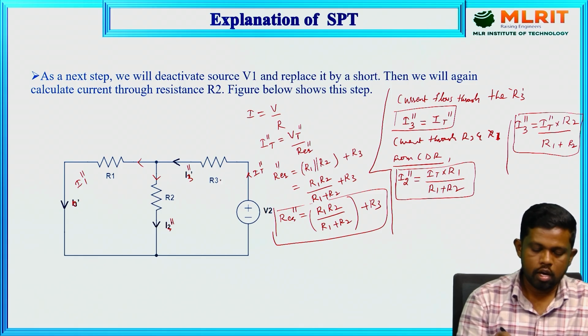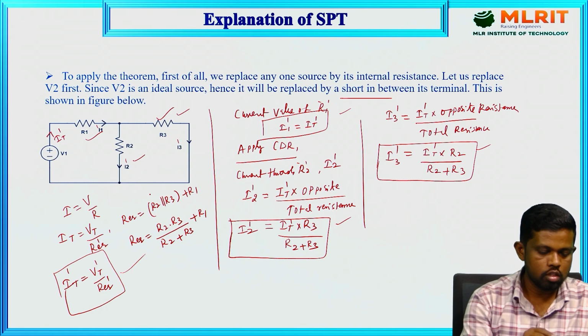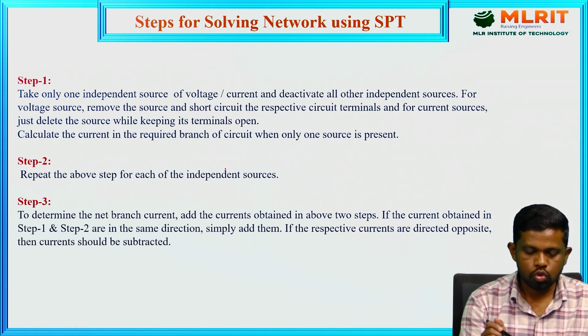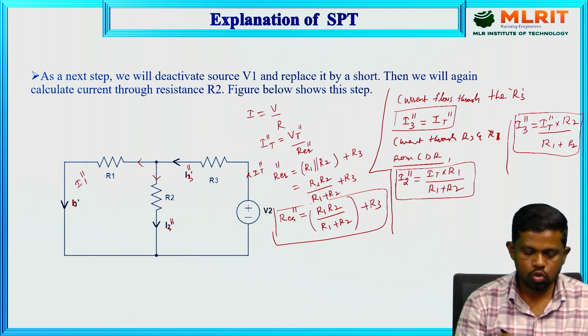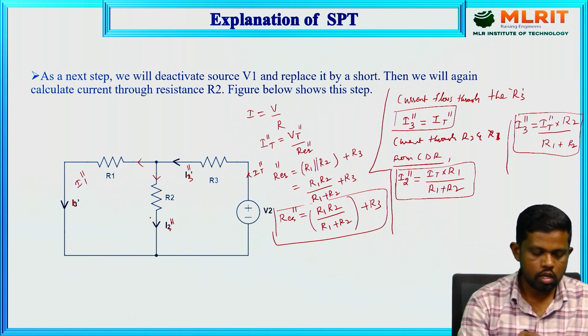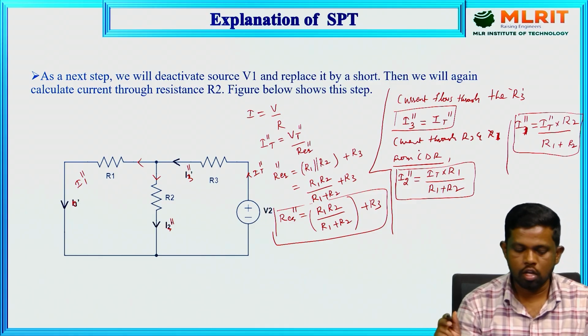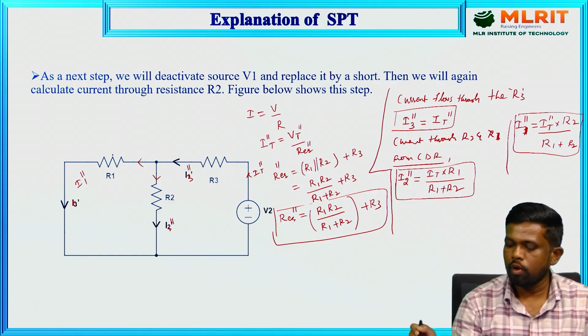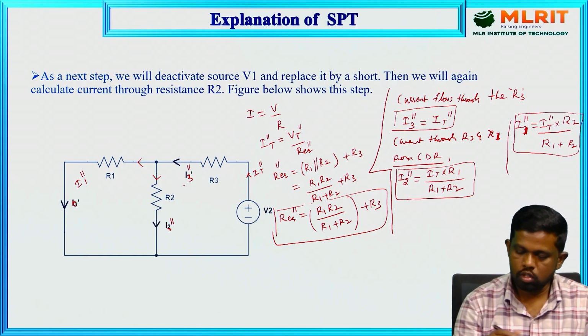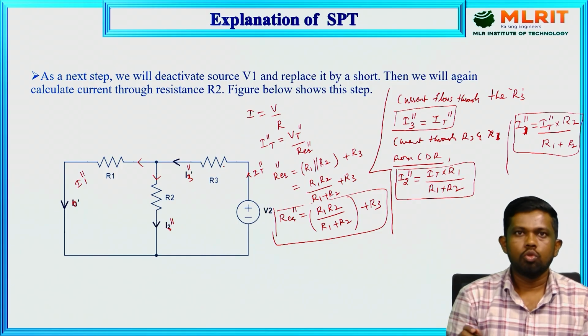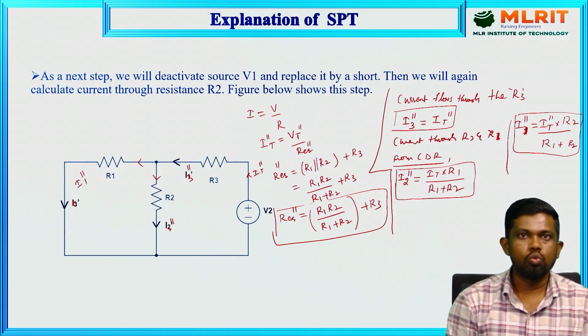The corresponding currents, we have already named as I1, I2 and I3. Similarly, here also we need to give the names: this is I3 double dash, this is I2 double dash, and this is I1 double dash. The current through R1 is I1 double dash, the current through R2 is I2 double dash, and the current through R3 is I3 double dash. These are the current values when source 2 is acting alone.